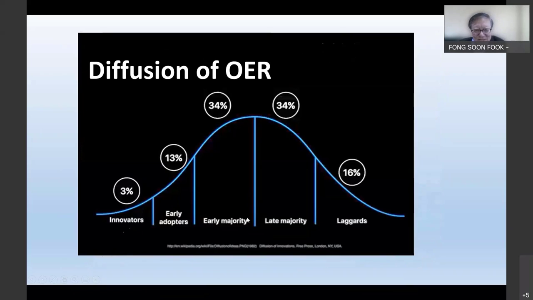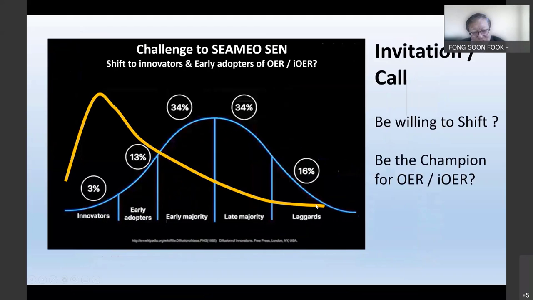So this is normal. It's normal that few people will be the innovators. And we hope that in SEAMEO SEN, under the leadership of our Dr. Hajar Hanani, director, as well as Deputy Director Mohd Salis, I have a strong feeling SEAMEO SEN is going to make many people, especially your staff and your trainees, shift. Don't make the normal curve like that. Make it a curve that leans towards everybody coming out as innovators and early adopters.